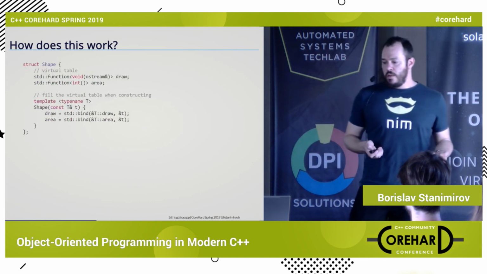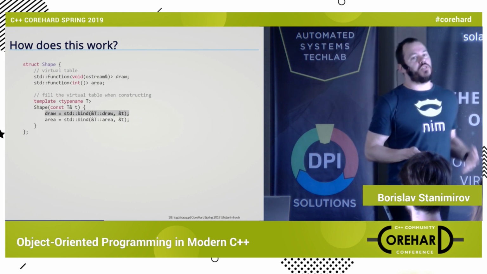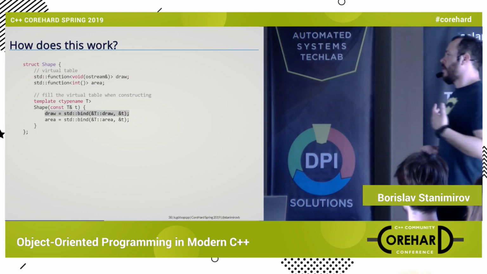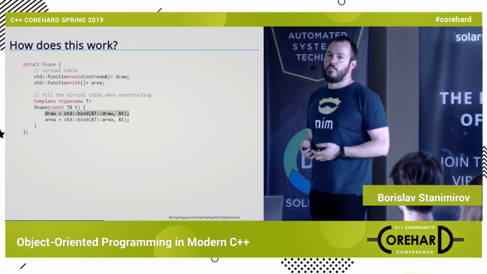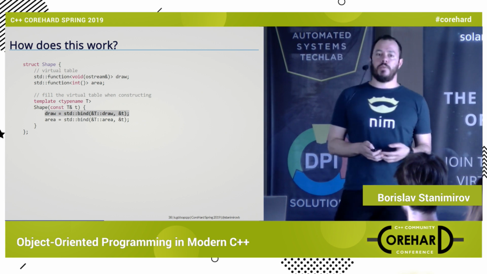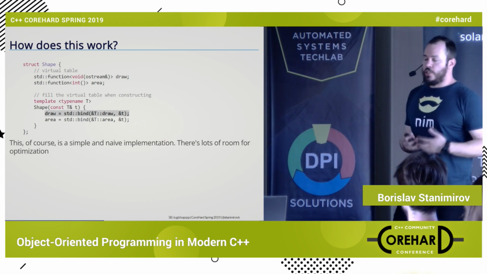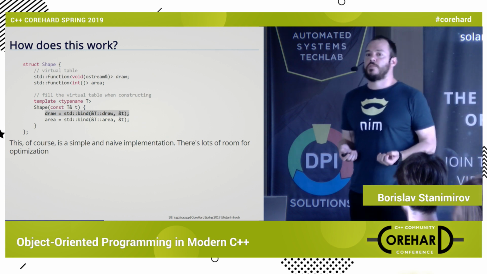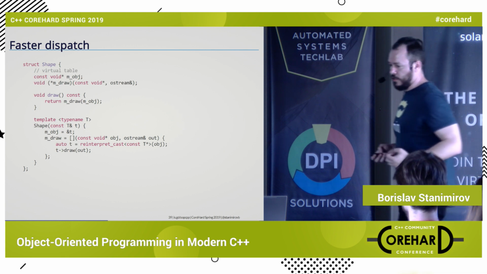But in this particular case, you might say std::function is pretty slow, it might allocate, it requires us to include a whole bunch of headers and slows down the compilation. And this particular example is a very naive implementation. It just shows what you can do with C++. But just for the hell of it, why don't we try to optimize it?